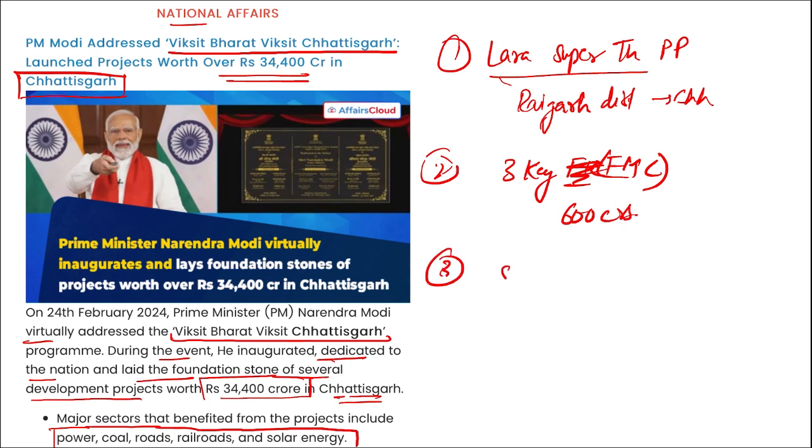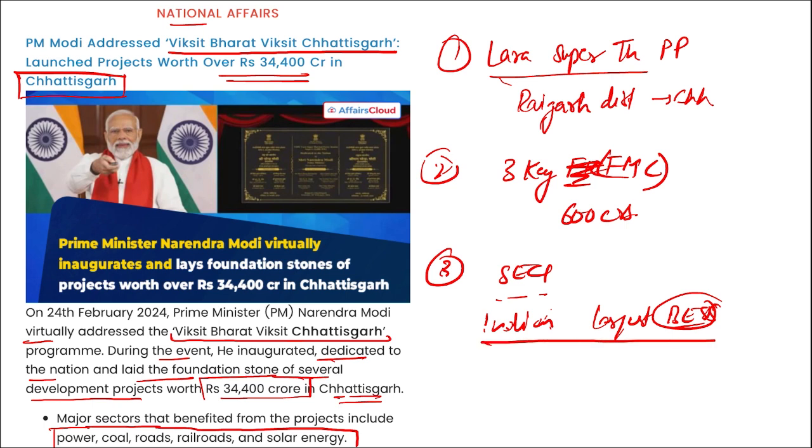Then third, remember, SECI, that is your Solar Energy Corporation of India, they have commissioned India's largest BESS. Now, what is BESS? If you remember, India also became a part of BESS. BESS stands for Battery Energy Storage System, and that stores energy using solar energy. So, India's largest battery energy storage system was also inaugurated in Chhattisgarh. Correct. And if we talk about Chhattisgarh, who is the Chief Minister of Chhattisgarh? Vishnu Deo Sai.